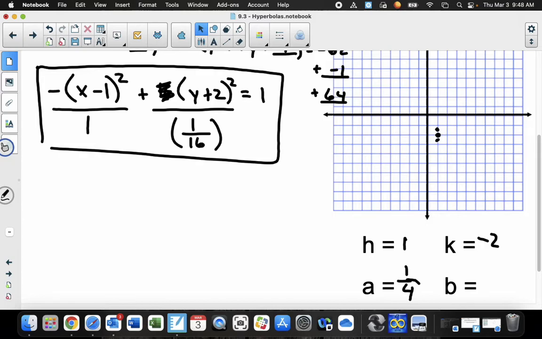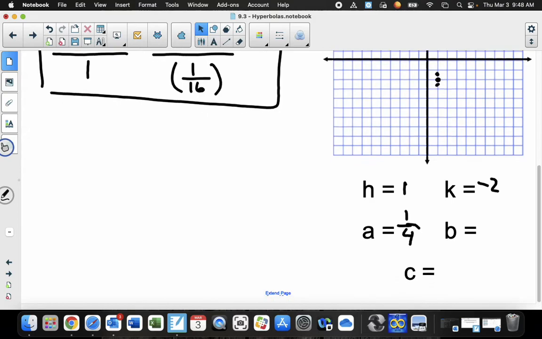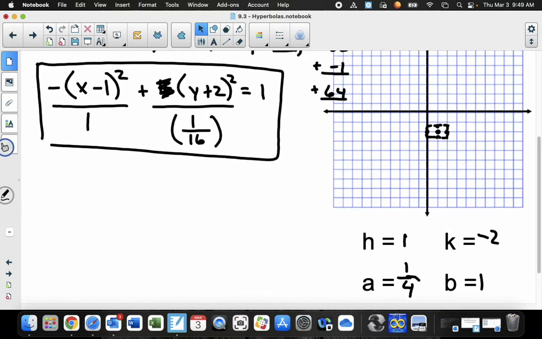How about B? What's the value of B? 1. Yep. So B is 1, which means we're going to go in the other direction. So from our center point, we're going to go over 1, left and right 1. We can now put the box in. That's what A and B get you, the box, so you can then put the asymptotes, and you can basically sketch everything from there. Now I can put those asymptotes in, and then we can sketch the hyperbola.